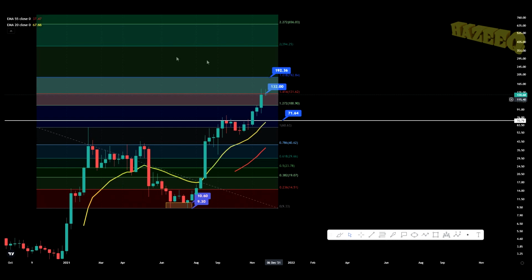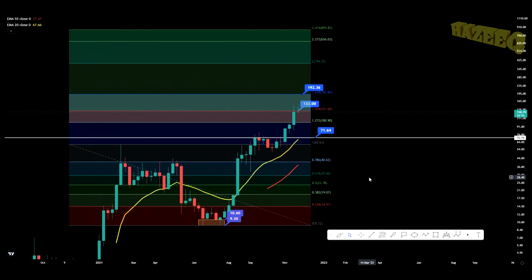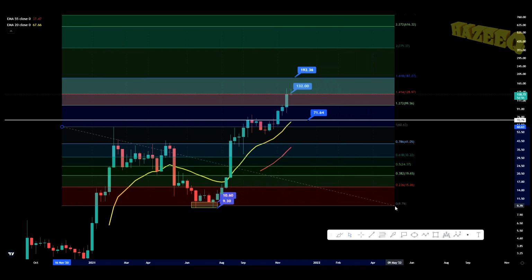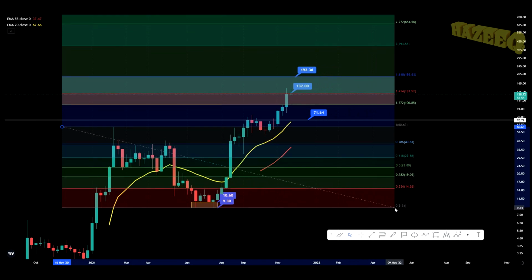Now, jumping into the weekly chart, we are on TradingView. By the way, if you haven't seen the previous update, it's going to be linked in the top right-hand corner of the video. Now, I'm just going to extend this Fibonacci retracement by a bit.